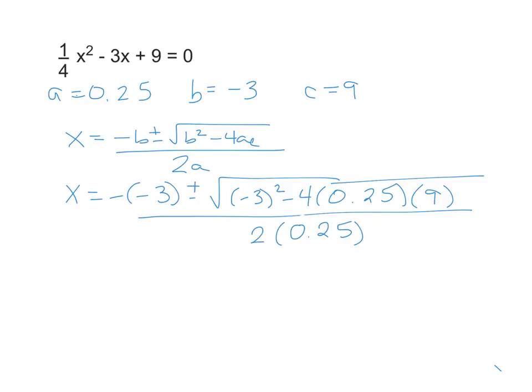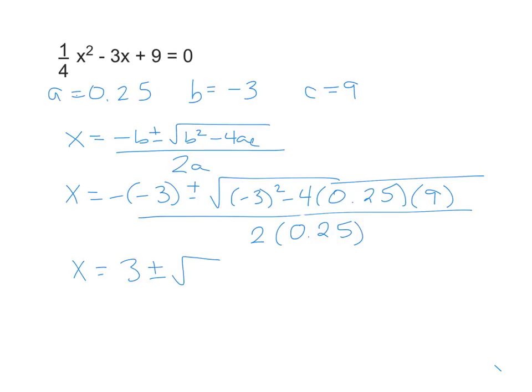I used 0.25 instead of 1/4 for a, and then I fill things in. I have negative 3 plus or minus the square root of negative 3 squared. Notice that I put the negative 3 in brackets, because this says square negative 3. If you put negative 3 squared without any brackets, it's saying square 3 and make it negative, which is different than squaring negative 3. And then minus 4 times 0.25 times 9. I'm just going to simplify it a little bit here. What's negative 3 squared? Positive 9.